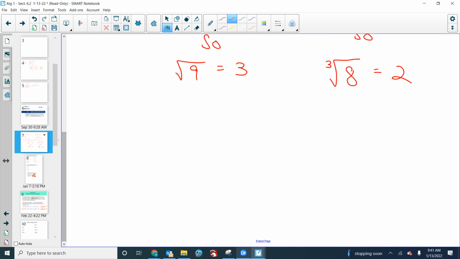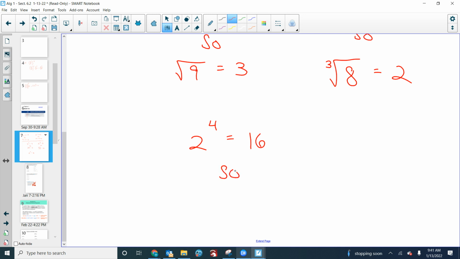If I squared to get in, I square root to get back. Let's see what about this? What's 2 to the fourth power? 16. Good. 2 times 2 times 2 times 2, 16. So what root should we call that? Not square root, not cube root. Fourth root. The fourth root of 16 is 2.